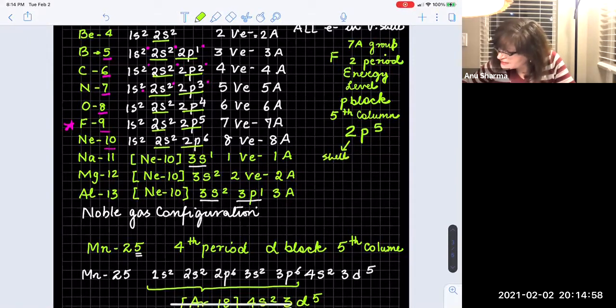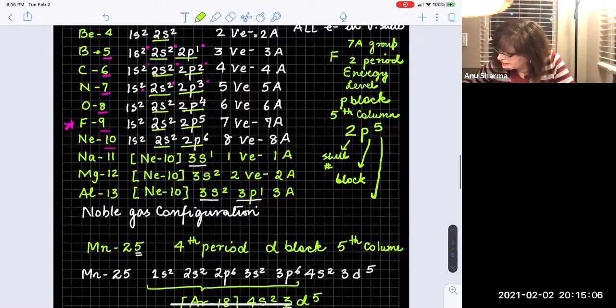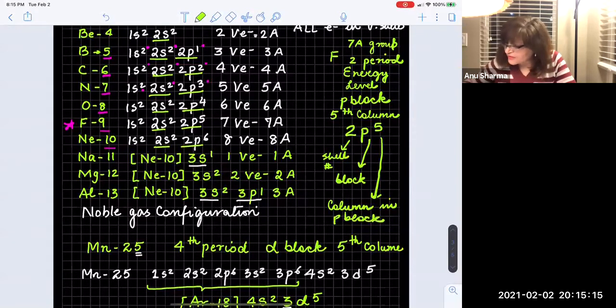Okay, and then this is the block, and this stands for the column in that P block. So 5th column in P block. So this is the reason why you see fluorine is ending in 2P5.